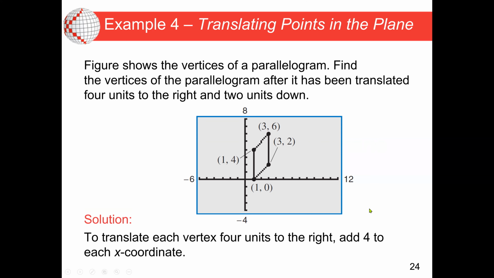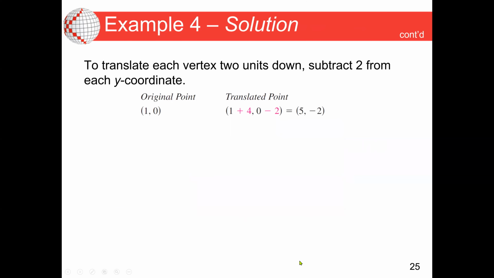As we said, to translate this vertex, just add 4 units to the right, so we add 4 for the x. Then for the y, again, we subtract 2. So if I have 1 and 0, it becomes 5 and negative 2 because I'm moving it down. So from 0, negative 1, negative 2. And the same thing if I have 3 and 2, it will become 7. I move it down 2, so 2 minus 2, 7 and 0.